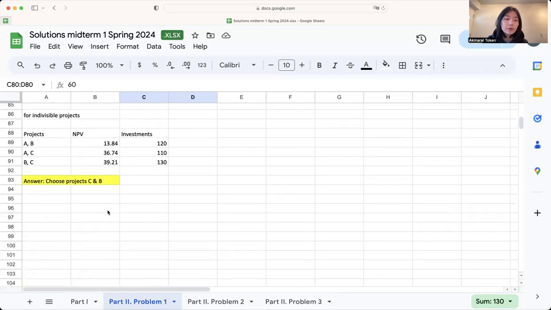And the next approach is to assume that projects are indivisible, which means that there is no need to calculate the profitability index, but you have to try to undertake different projects not exceeding $130 value and find the project with the highest NPV. So which combination gives us the highest NPV? In this case, the highest NPV is given by this $39.21, which is undertaking projects B and C with investments of $130. So the answer is to choose projects C and B.